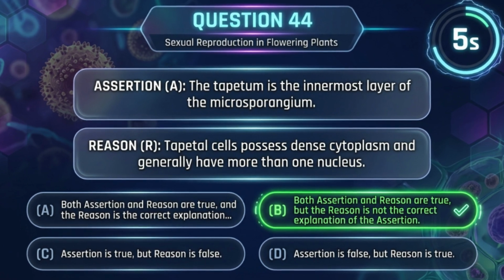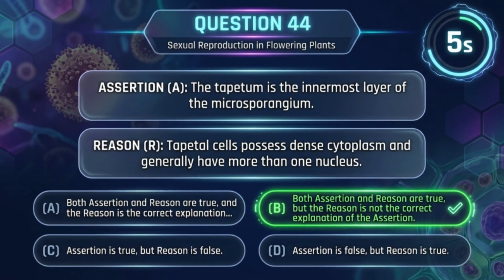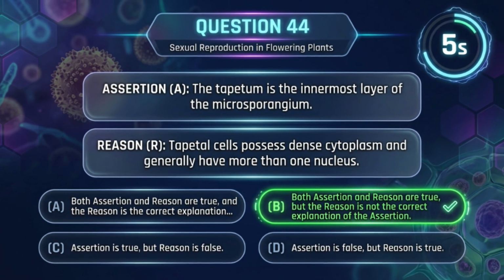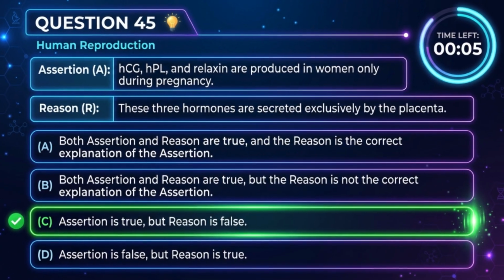Question 44. Sexual reproduction in flowering plants. Assertion: The tapetum is the innermost layer of the microsporangium. Reason: Tapetal cells possess dense cytoplasm and generally have more than one nucleus. 3, 2, 1. The tapetum is the innermost layer, which is true. Tapetal cells are multinucleated and have dense cytoplasm, which is also true. But these cell features do not explain why it is the innermost layer. Option is B.